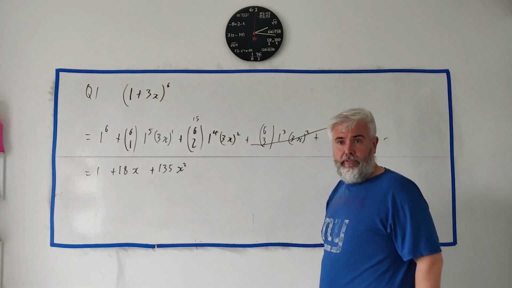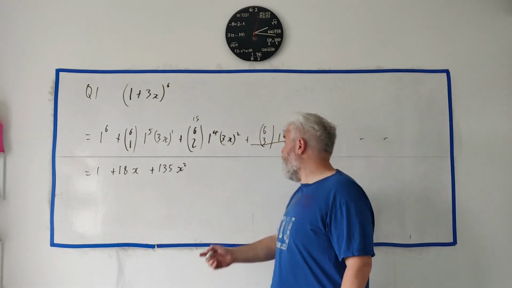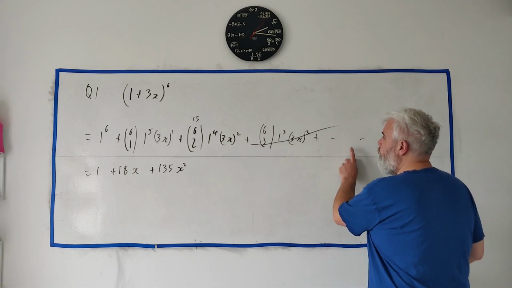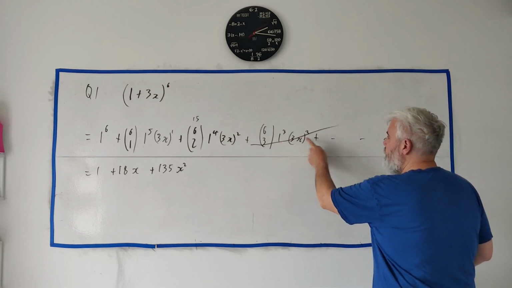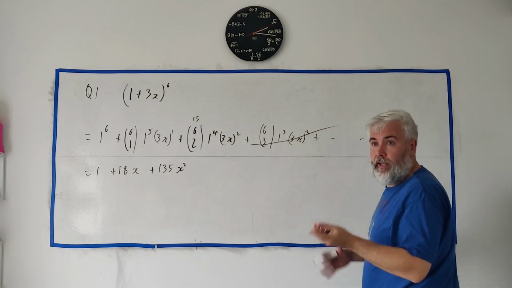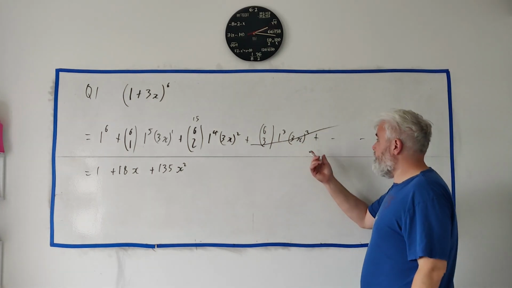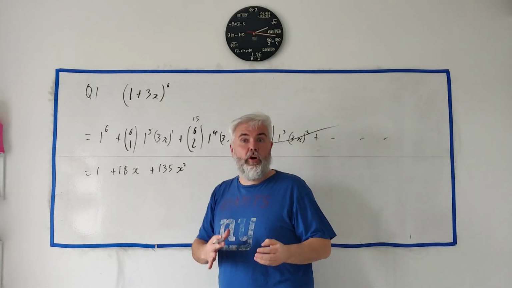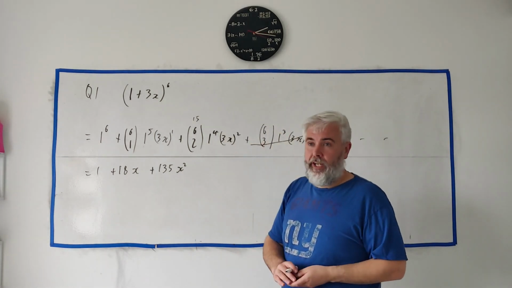So it is quite simple to find them. In fact, if they ask you to find the 4th term, you could just put in your calculator 6 choose 4, 1 to the power of 2, 3 to the power of 4, and that's the coefficient of the x to the power of 4. So they're quite easy to get when you know how to use the binomial expansion.